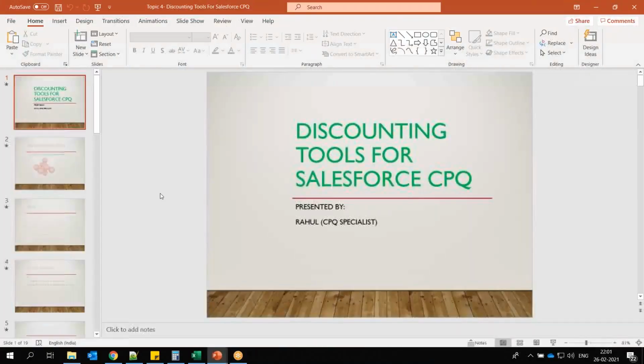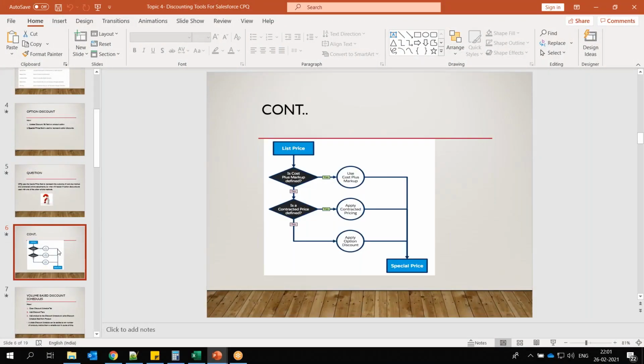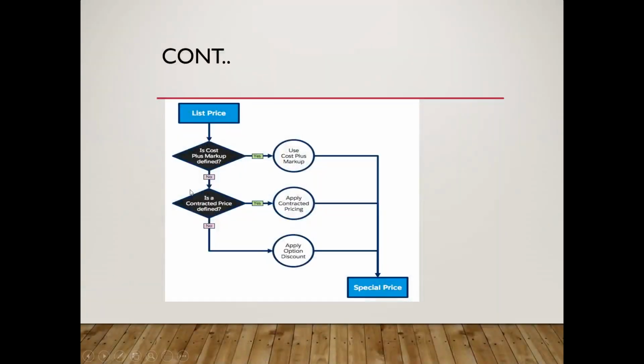Okay. In that case, what will happen? Like, cost plus markup would be the priority that I understood, but what would happen to option discount? Cost is taking higher precedence, contracted will take higher precedence, so then option would be last. Okay. Yeah, option will be last. All right. Thank you.